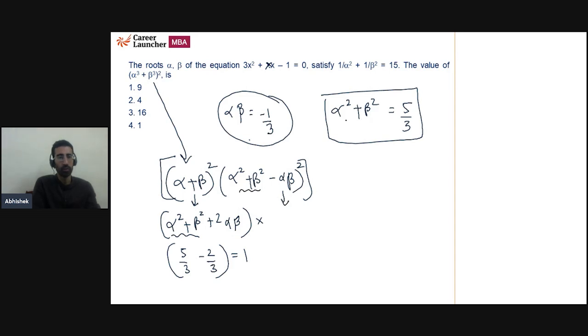And this is also known to us. Alpha square plus beta square is 5 by 3, minus lambda beta, minus of minus 1 by 3, gives us 5 plus 1, 6 by 3. This is 2.